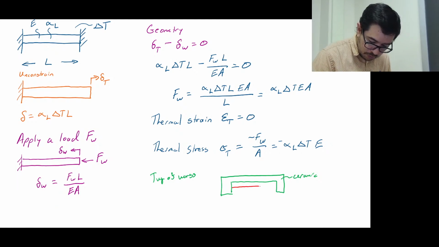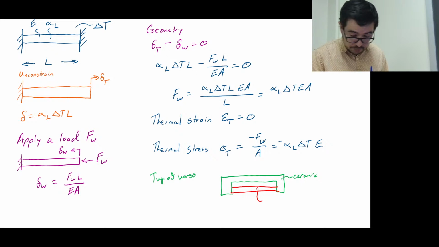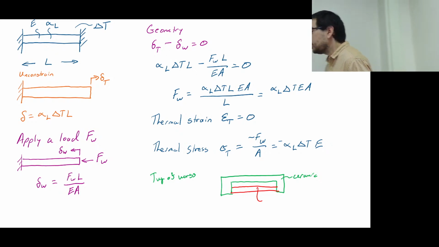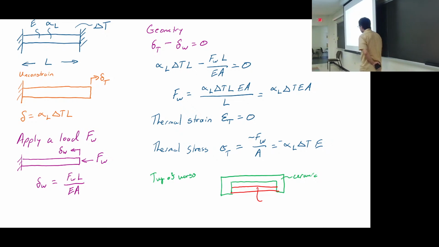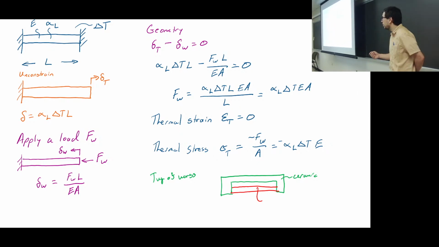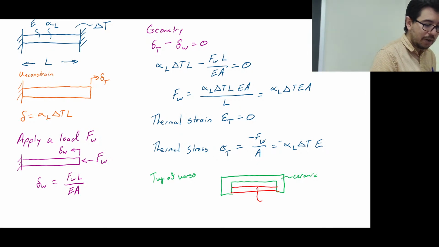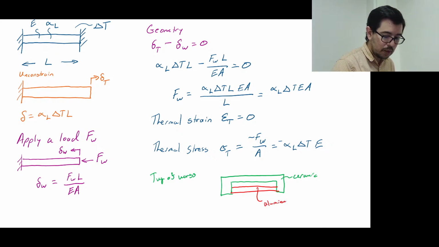I heat up this bar. All right, and let's say that this is, I don't know, I would like to use a polymer. But if I use a polymer bar, it doesn't have a very high elastic modulus, so it can't do a whole lot of pushing. So let's just say that this is aluminum. And they're different things, right? Suppose that alpha aluminum is greater than alpha ceramic, whatever it is, silica.